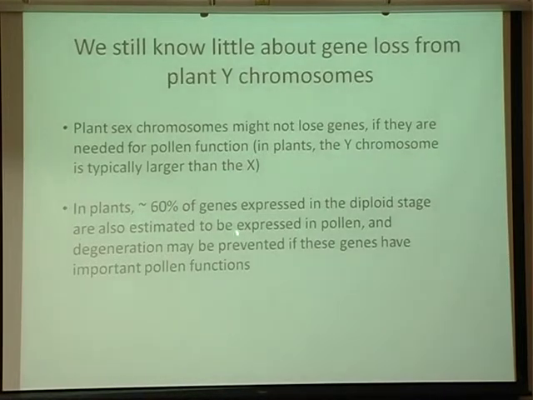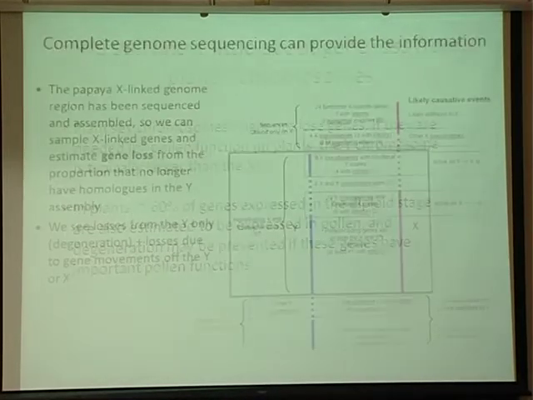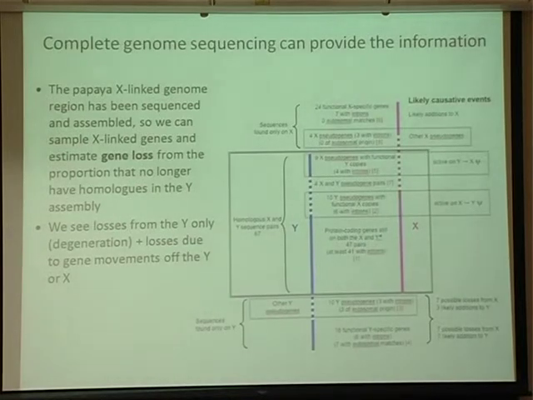We do know that a lot of genes in plants are expressed in the haploid stage, the pollen and ovules, and so perhaps they can't be lost, but we're starting to investigate that. If you had genome sequences, you could just look at the X. So here's a real case. This is papaya. It's only got a small non-recombining region, so it is possible to sequence that region. And we could look at the X, and we could write down a list of all the genes that are present, and we could ask which ones of them are present on the Y.